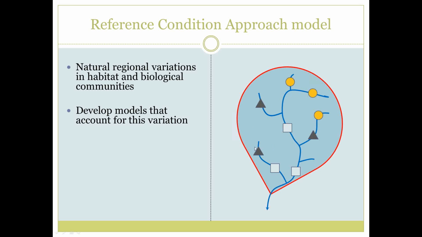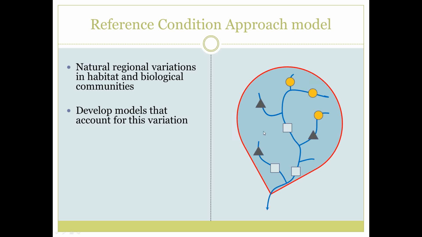So just to introduce the reference condition approach model. So the way we have our watershed here, and we have our stream network. Within a watershed, there will be natural regional variations that are driving the patterns in the communities that we see there. But there are also natural local variations within that watershed that are going to be driving differences in both the habitat and the biological communities. So we took samples at these 9 different locations within the watershed. We would expect there to be some similarity between some samples, but also differences between other points in the watershed.